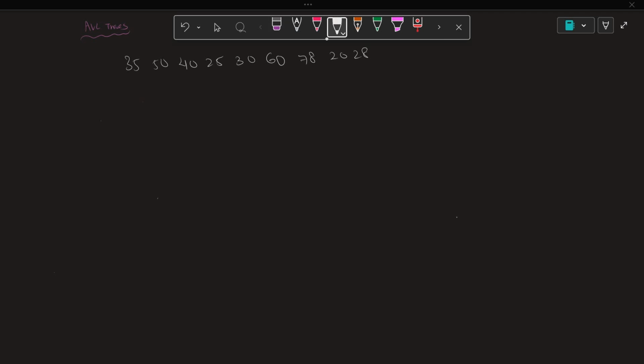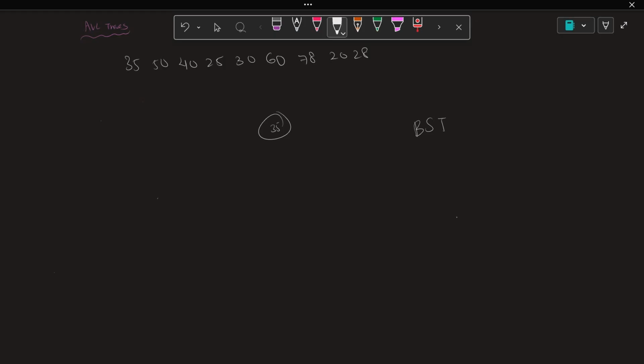Alright, so let's do a problem where we have to create an AVL tree using these nodes that are given to us. First of all, we're given 35, so that's going to be our root node, and we're basically going to use the binary search tree properties to fill this AVL tree. And if you guys have forgotten the binary search tree property, let me just recall.